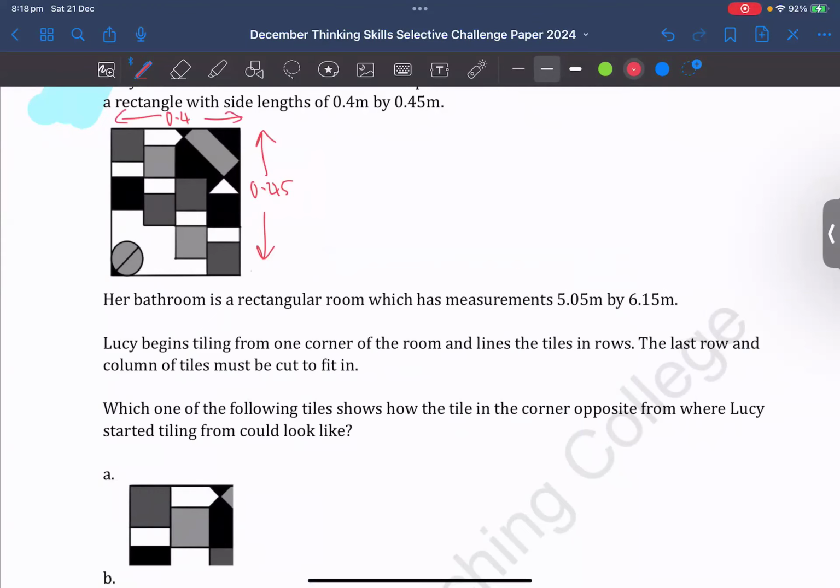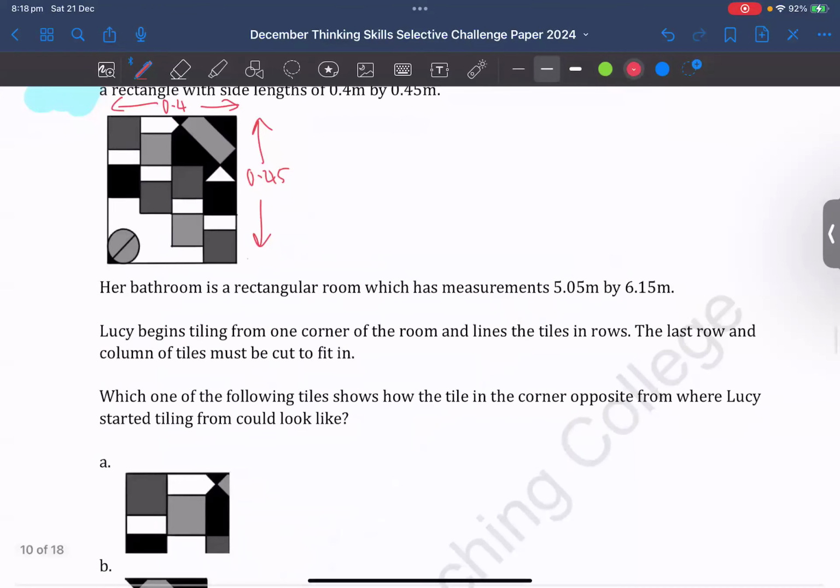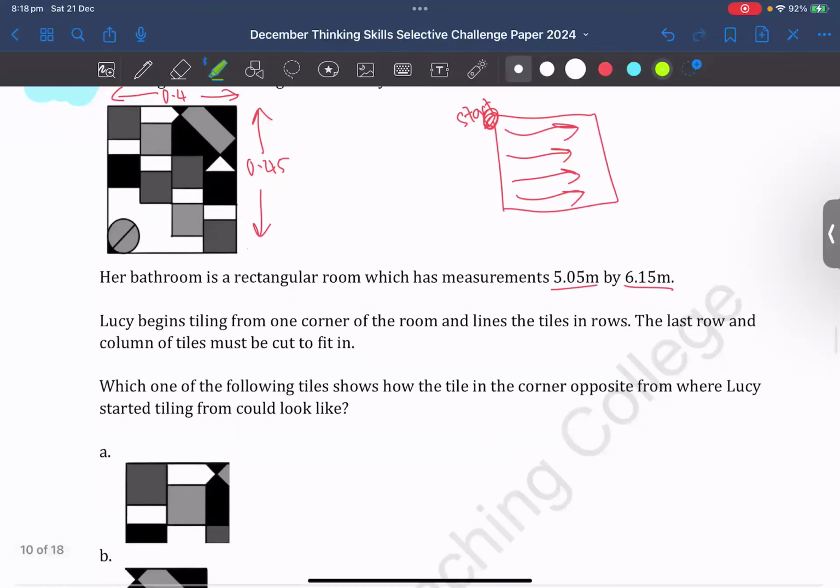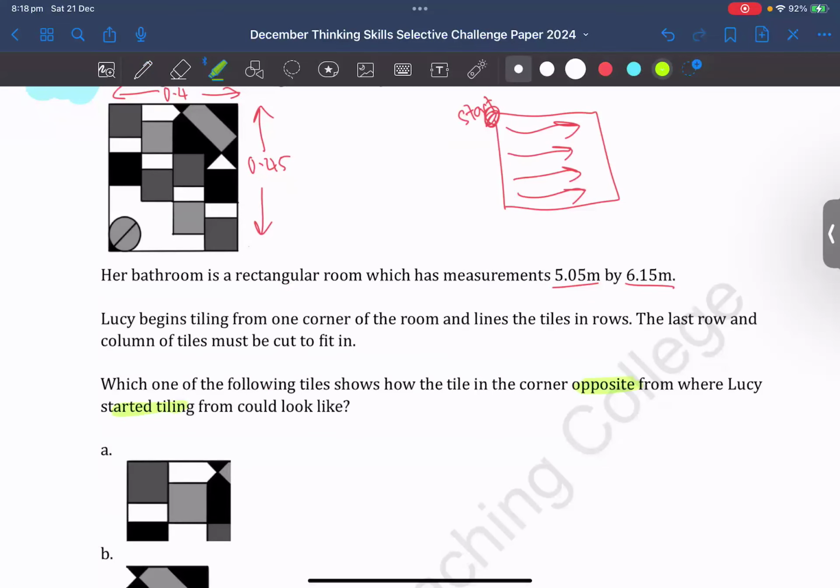I'm doing this because it's quite evident that one side is bigger than the other. And the rectangular room is 5.05 by 6.15. And she's tiling from one corner in rows. So she's doing it like this. This is her starting point. And the question is asking about the corner opposite from where she started tiling. So that's this tile here. We want to see how it looks. Okay, so moving on, we're trying to find that out.